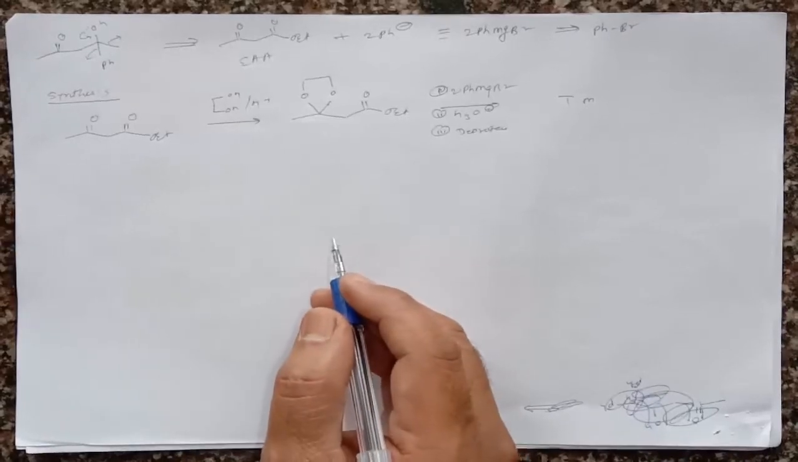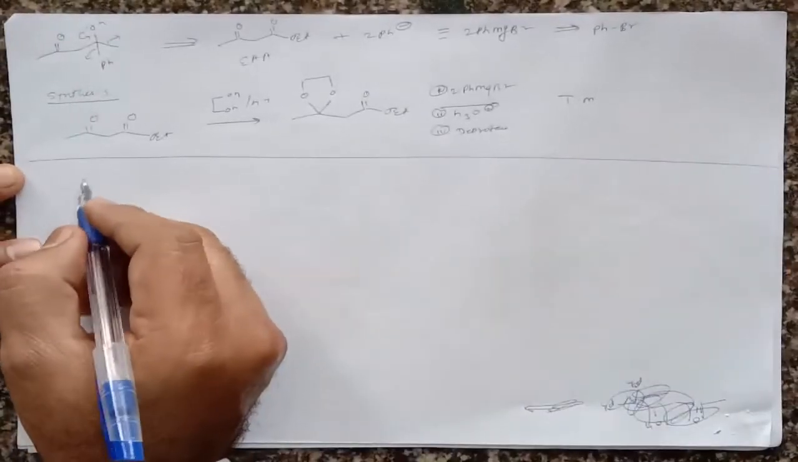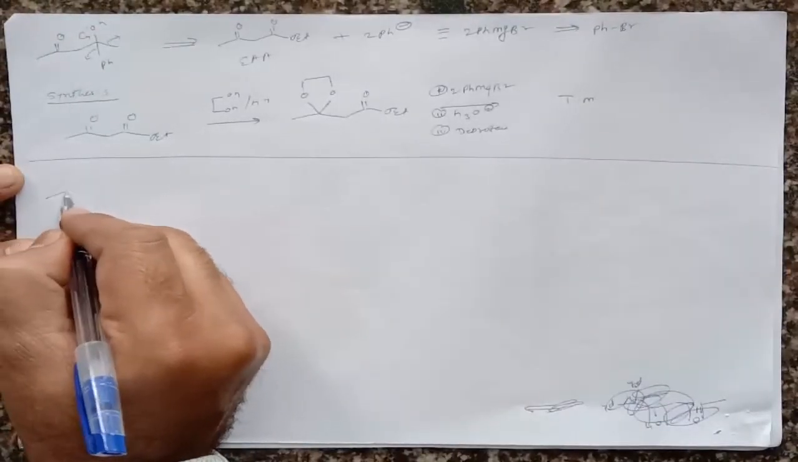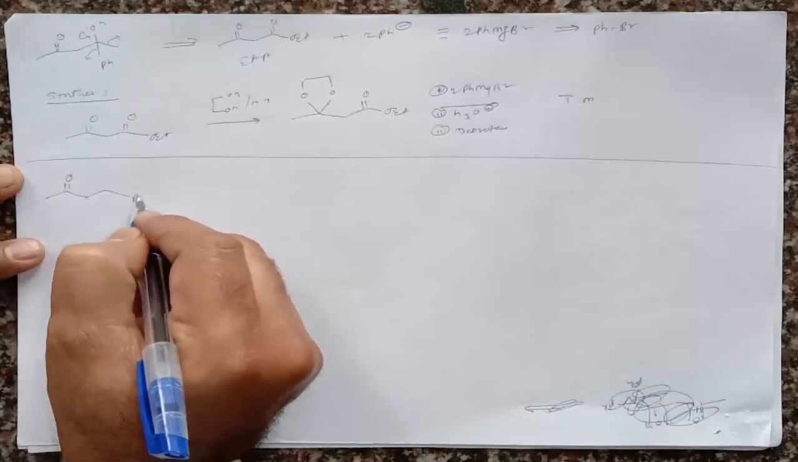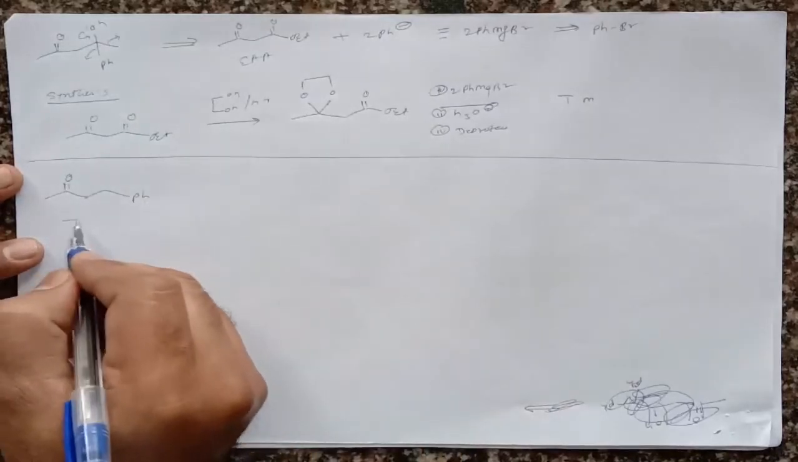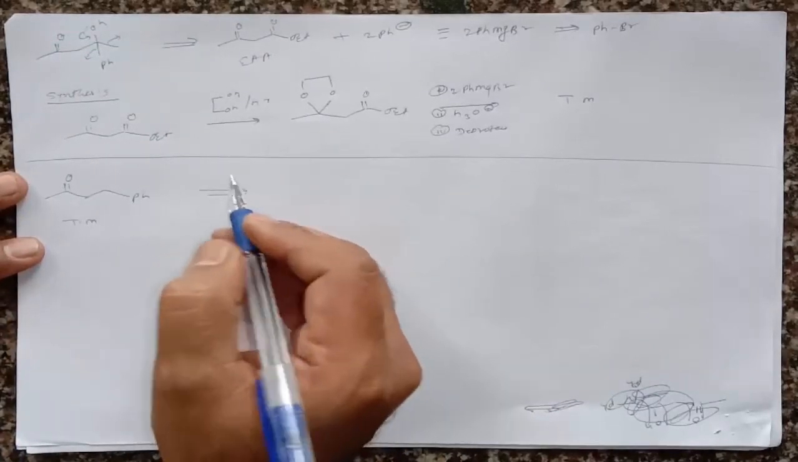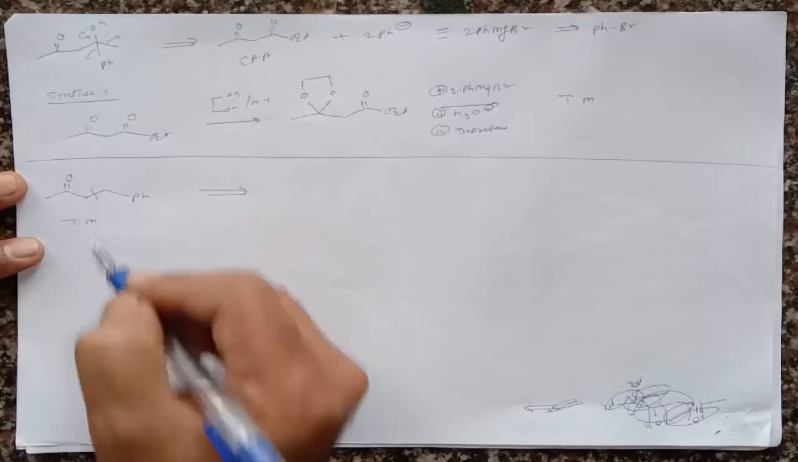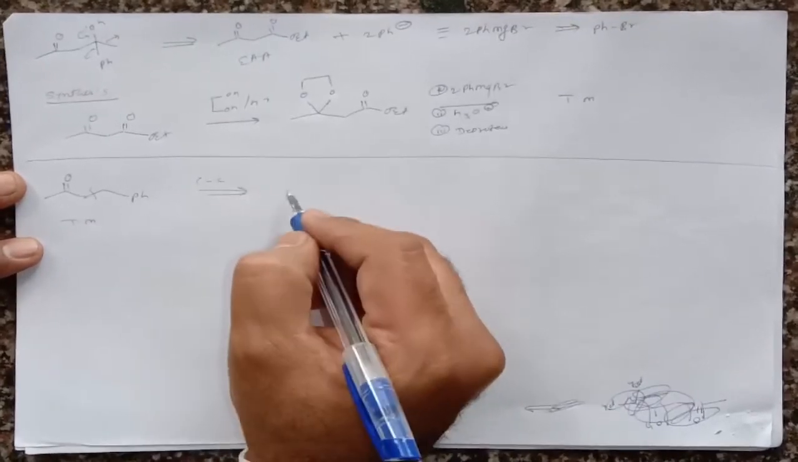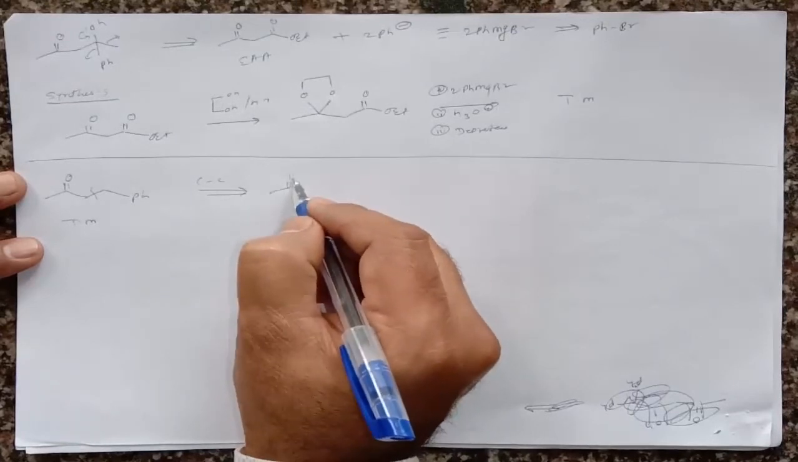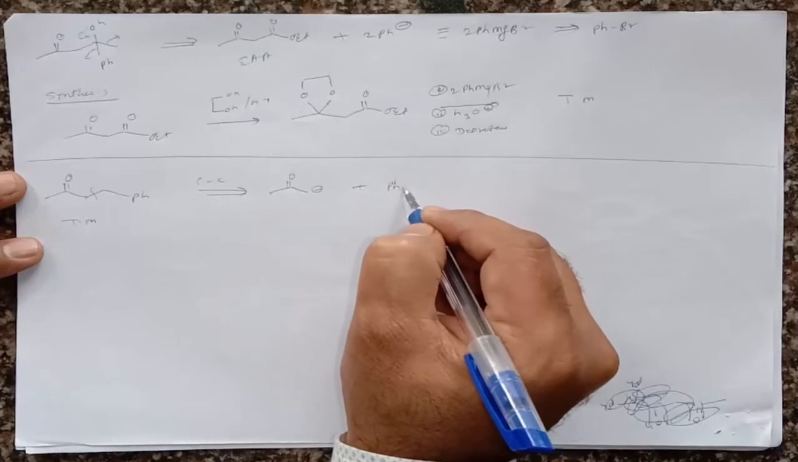Let us see again another target molecule. Another target molecule which contains a ketone function group in this way, right? So this is again one target molecule. So we can break this molecule at this position, carbon-carbon disconnection, right? Then if we break this molecule, on one side we will get a negative charge, and from the other side we will get a positive charge, right?